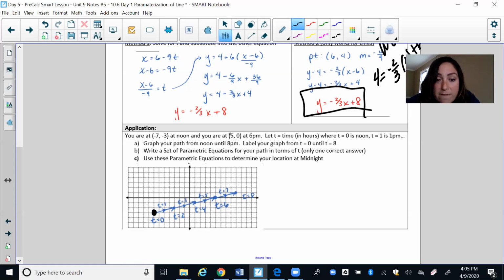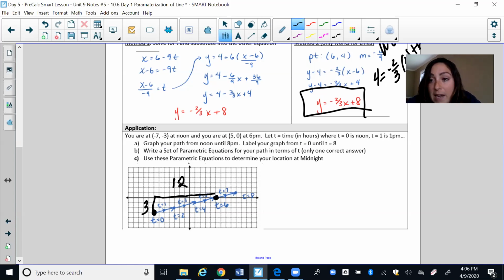And then we know that at (5, 0) is 6 p.m. So that's when time equals 6. We need to figure out, because we need to graph until time equals 8, what our total change is over that 6-hour period. So our total change in y over that 6-hour period was 3, and our total change in x over that 6-hour period is 12.